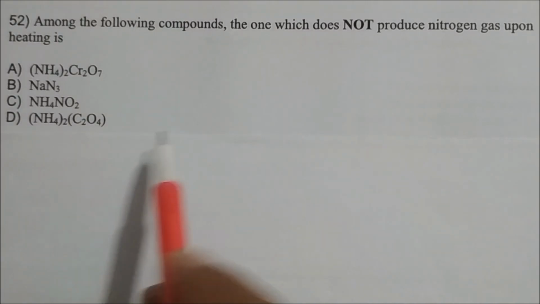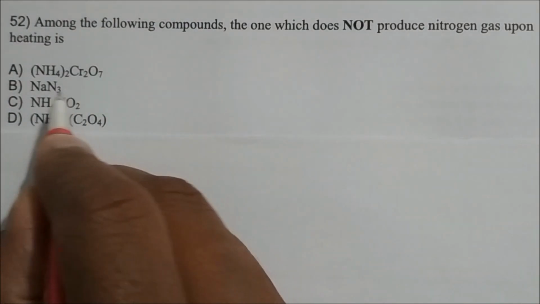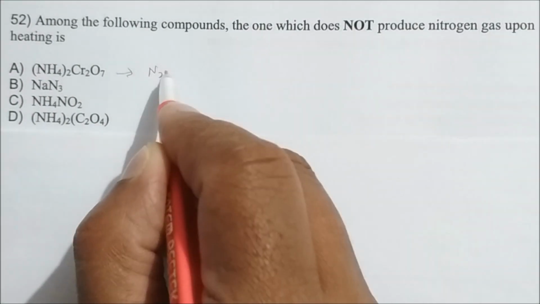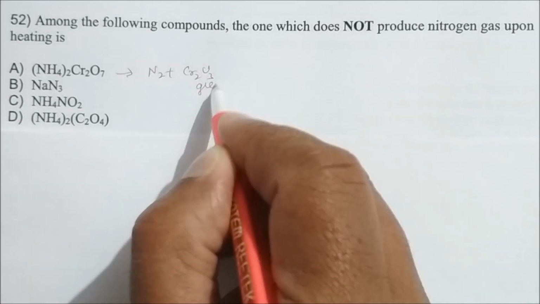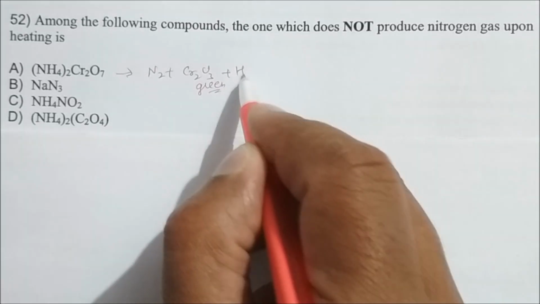Among the following compounds, the one which does not produce nitrogen gas on heating. So if you heat ammonium dichromate, it will give you nitrogen gas, followed by Cr2O3. This is green in color. The nitrogen is a colorless gas, and water is there.